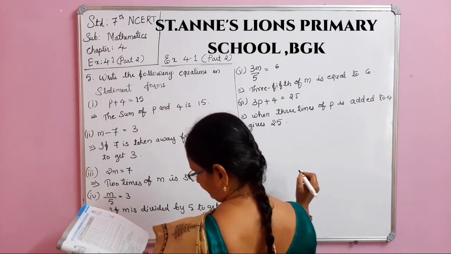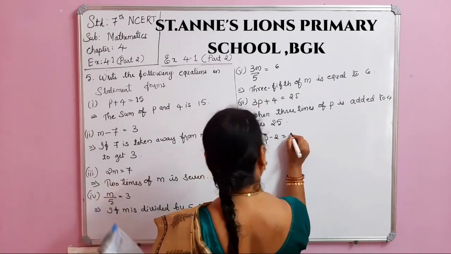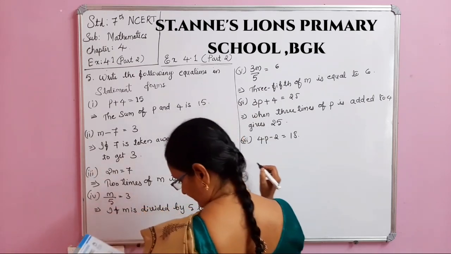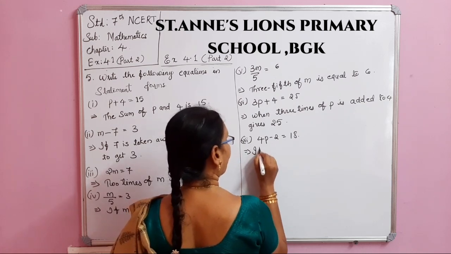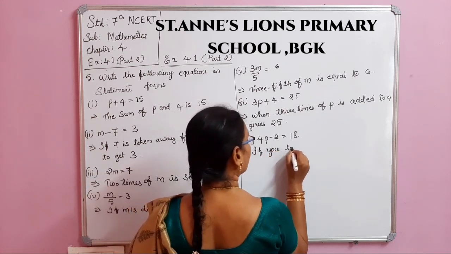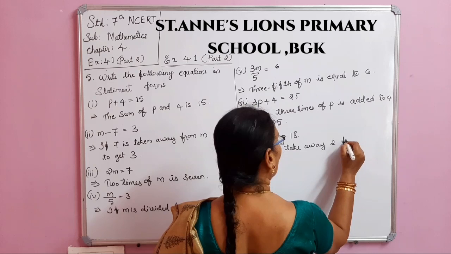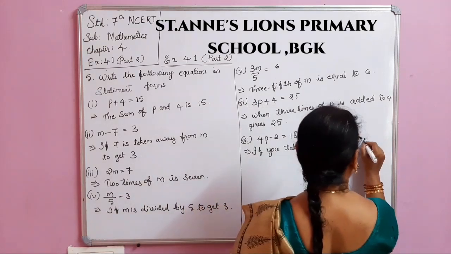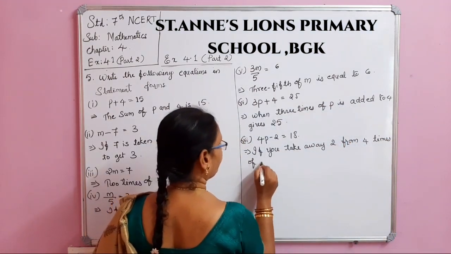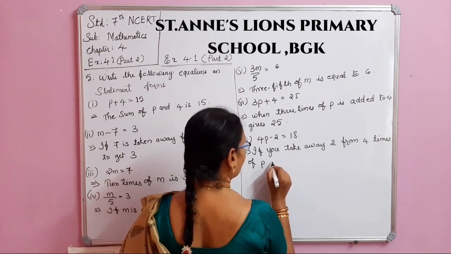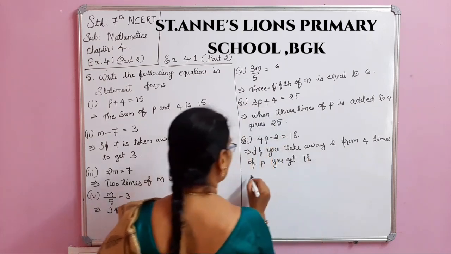Next, seventh one, 4p minus 2 is equal to 18. If you take away 2 from 4 times of p, you get 18. This is seventh one.